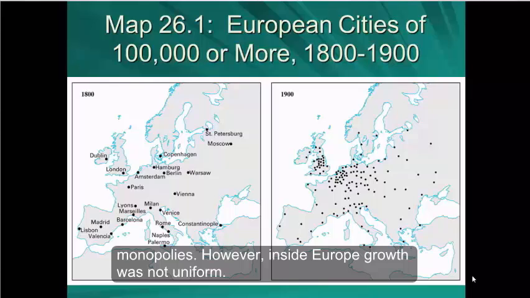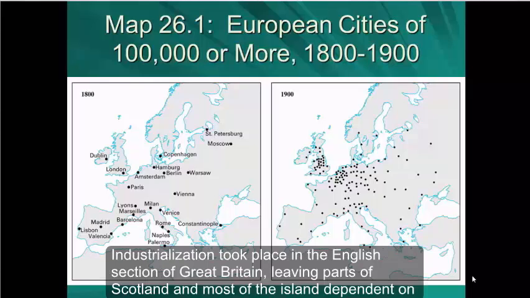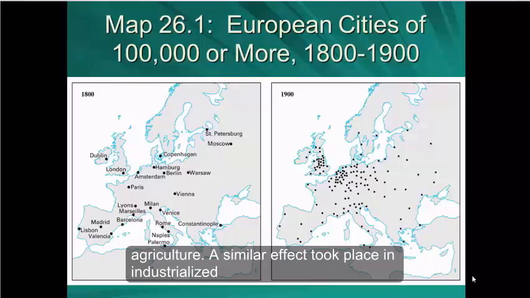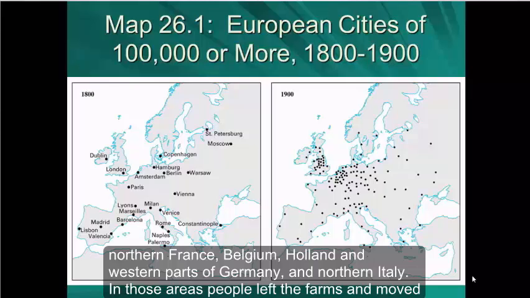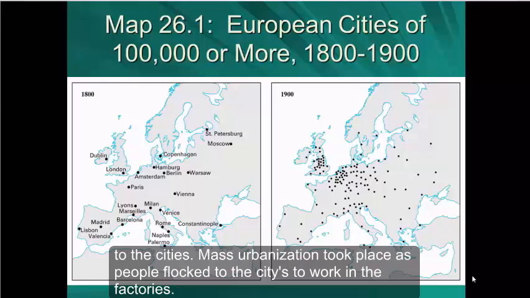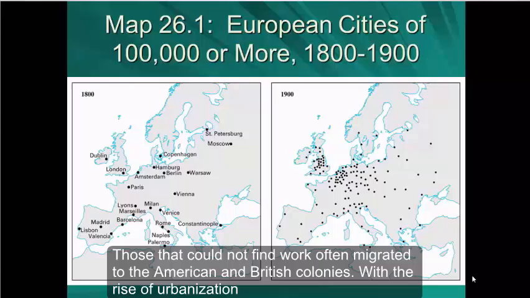However, inside Europe, growth was not uniform. Industrialization took place in the English section of Great Britain, leaving parts of Scotland and most of Ireland dependent on agriculture. A similar effect took place in industrialized northern France, Belgium, Holland, and western parts of Germany and northern Italy. In those areas, people left the farms and moved to the cities. Mass urbanization took place as people flocked to the cities to work in the factories. Those that could not find work often migrated to the American and British colonies.